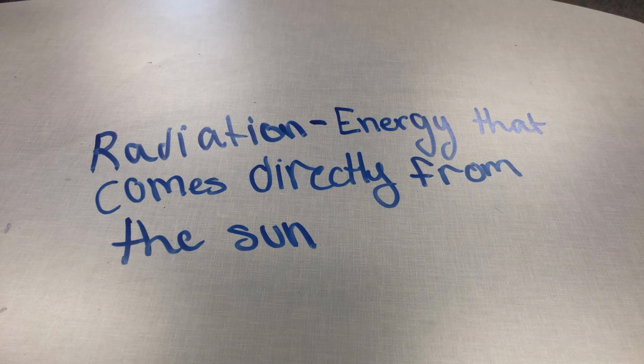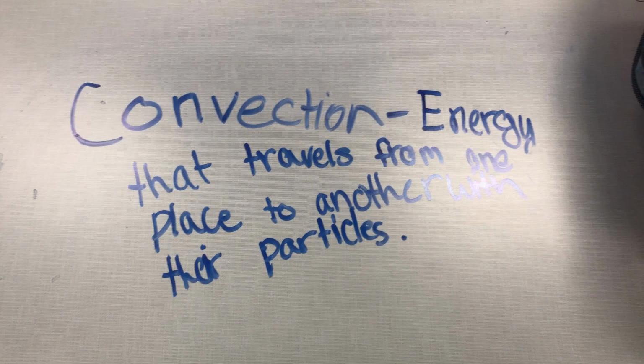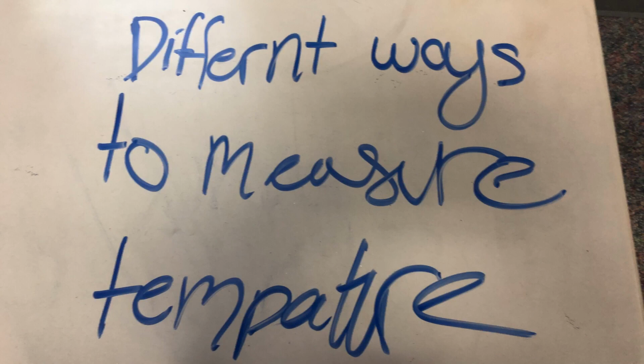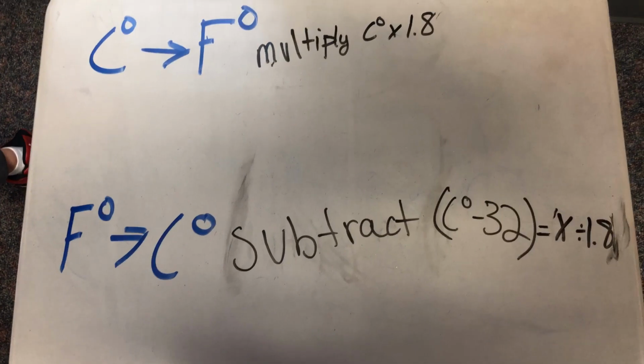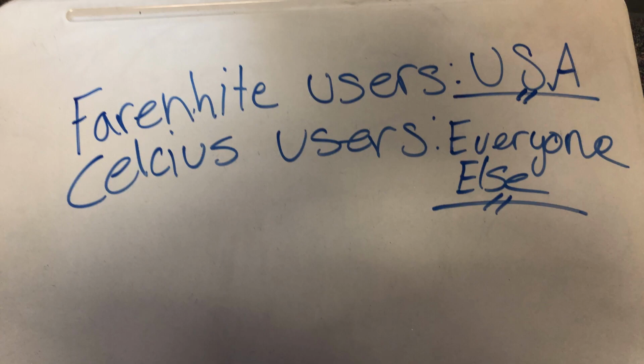Radiation, energy that comes directly from the sun. Conduction, energy that transfers from one substance to another. Convection, energy that travels from one place to another through particles. Different ways to measure temperature. Fahrenheit is used in the USA, Celsius everywhere else.